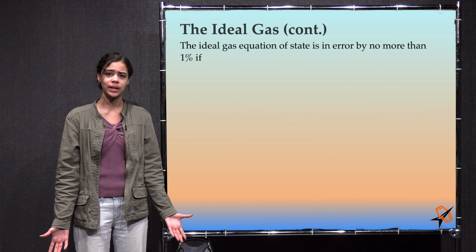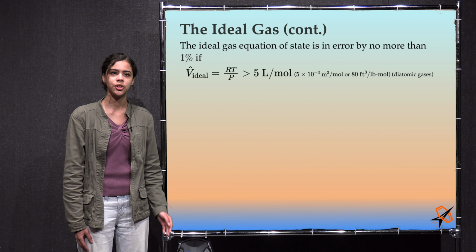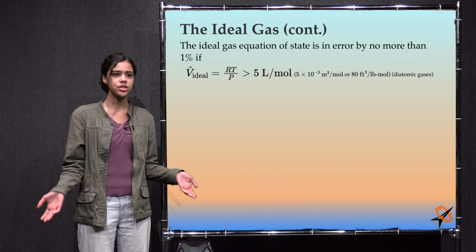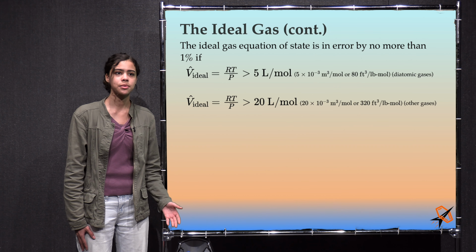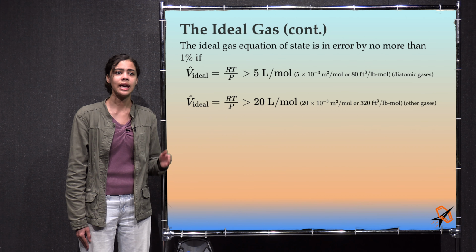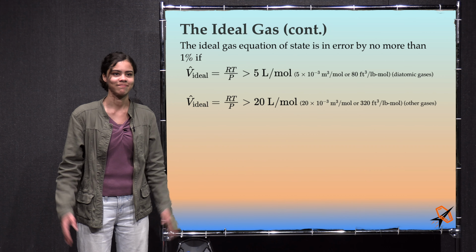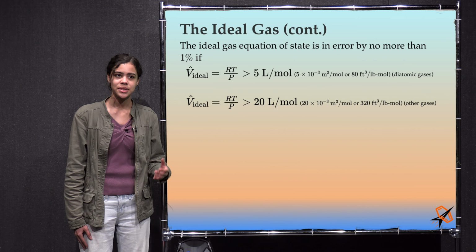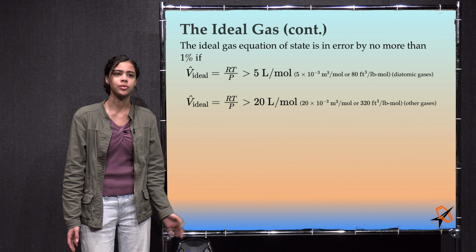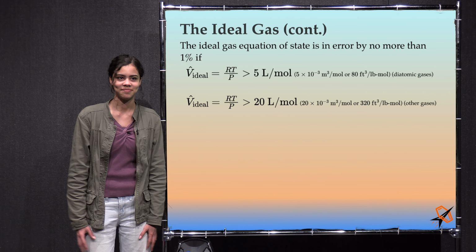When can you use the ideal gas law? If you check the molar volume, or RT over P, and find it greater than 5 liters per mole for diatomic gases, such as oxygen or nitrogen, or greater than 20 liters per mole for most other gases, then the ideal gas law is in error by no more than 1%. Do we really need 10 digits in R? What do you do if you are outside the validity range of the ideal gas law? Well, we have a series of videos on real gases and mixtures of real gases, so you'll just have to keep watching to find out.